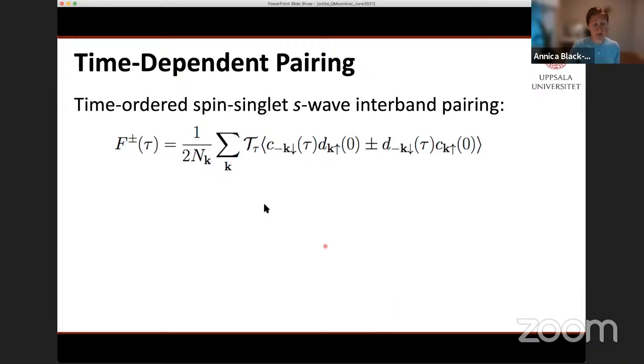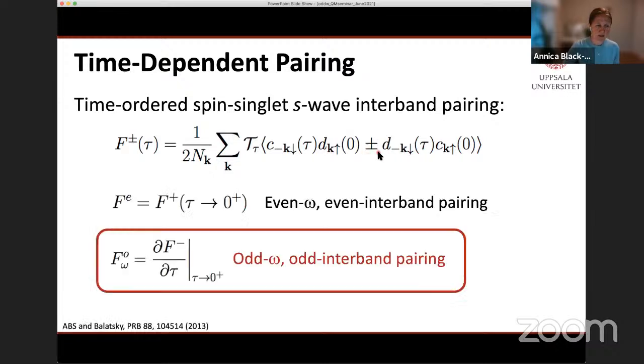to start looking at time-dependent quantities. So I can define a time-dependent expectation value. Here I changed t to tau, but anyways, it's still time-dependent. So a pair C and D, and it can even be an even combination, so even interband pairing, or it can be the odd with a minus sign. The even one, if you let tau go to 0, will be even in frequency and even interband pairing. I can also let tau go to 0 with a minus sign here, but that's not so fun because then this is just by Pauli essentially just 0. So it doesn't work.